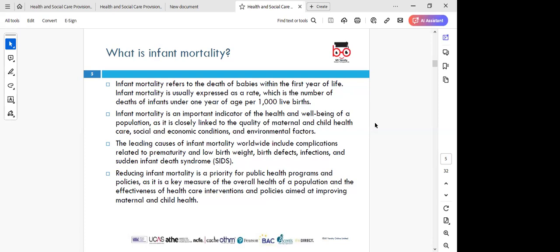The leading causes of infant mortality worldwide include complications related to prematurity and low birth weight, birth defects, infections, and sudden infant death syndrome, SIDS. Okay, very important. Then reducing infant mortality is a priority for public health programs and policies, as it is a key measure of the overall health of a population and the effectiveness of healthcare interventions and policies aimed at improving maternal and child health. Okay, very important.